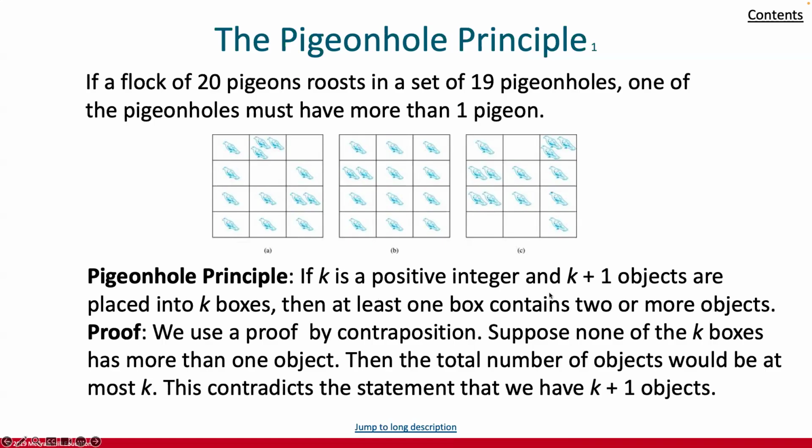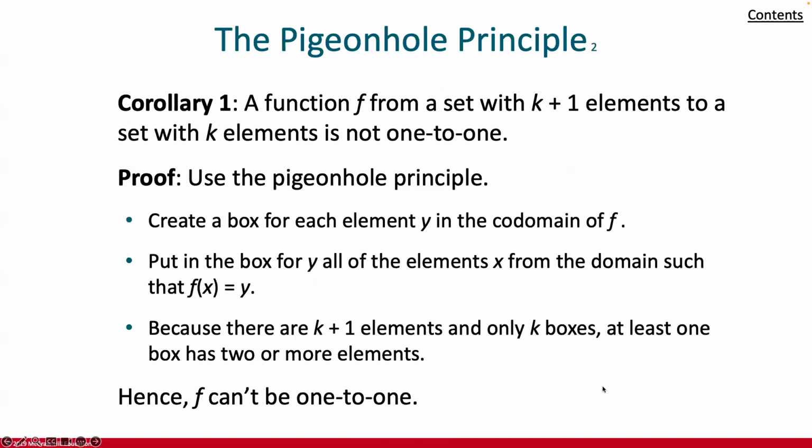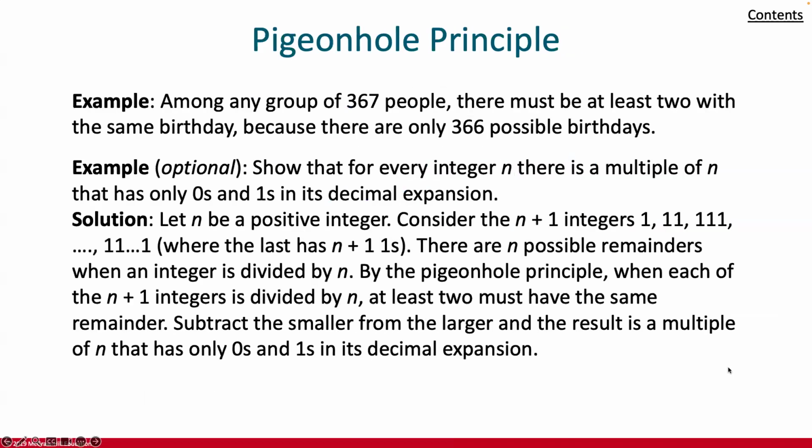If k is a positive integer and k plus 1 objects are placed into k boxes, then at least one box contains two or more objects. You can look through the proof, but that just gives you some perspective on that. As a corollary, a function f from a set with k plus 1 elements to a set with k elements is not one-to-one. I think you can figure that out, but you can go through this proof and see how that works. I won't go through the details here, but just mention this.